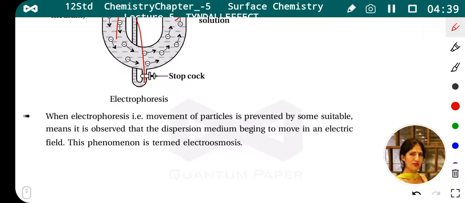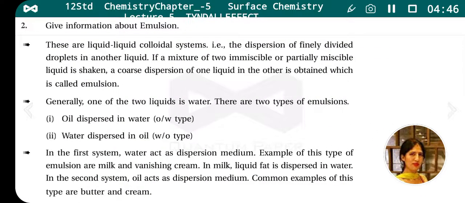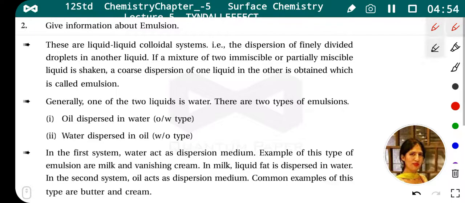Okay, now let's take one more topic, emulsions. What are emulsions? They are liquid in liquid. We already studied it once in our previous session, but that was only a very short definition, a simple idea. Now let's see it in detail. What do you mean by emulsions? These are liquid colloidal systems.